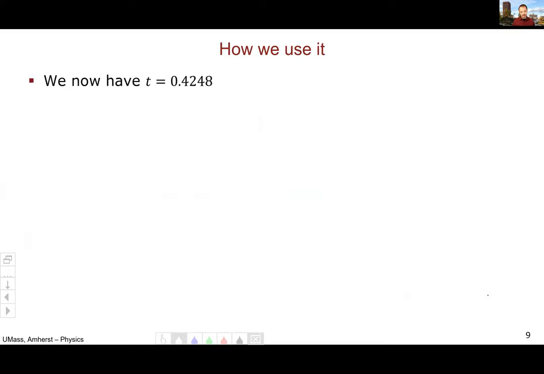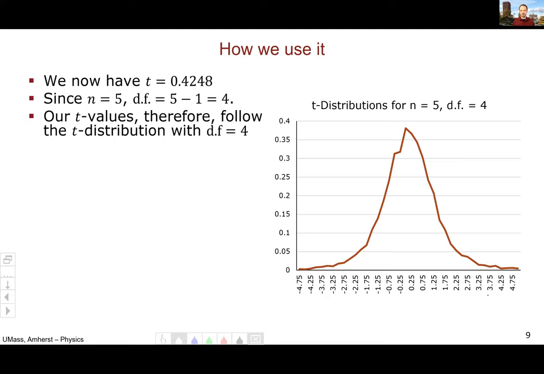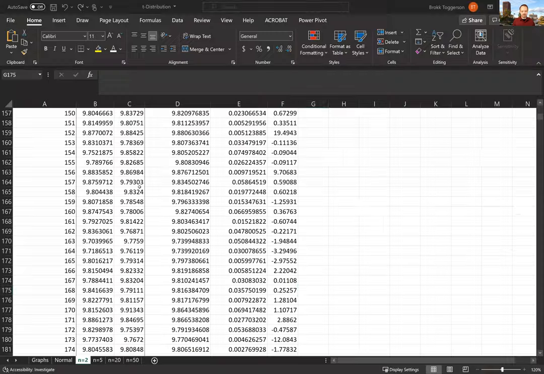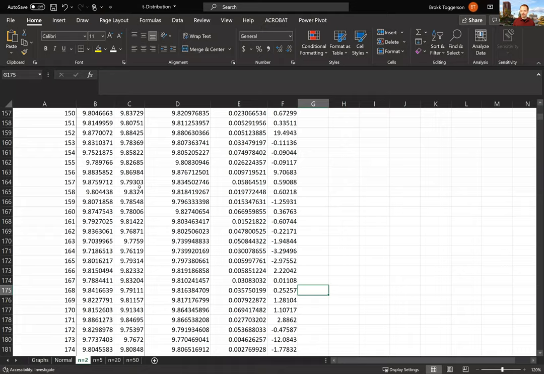Well, we have t. Since there were 5 measurements, the degrees of freedom is 5 minus 1, which is 4. This is a simple experiment, so the number of degrees of freedom is just the number of measurements minus 1. And our t values therefore follow the t distribution with the number of degrees of freedom equal to 4. This is again the experimental t distribution from this big spreadsheet. And if it were an infinite number, it'd be nice and smooth.